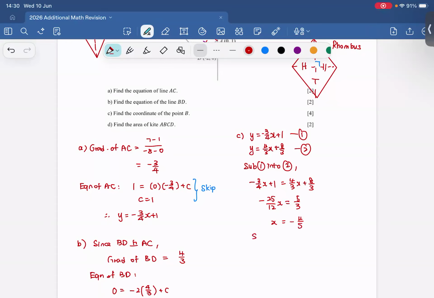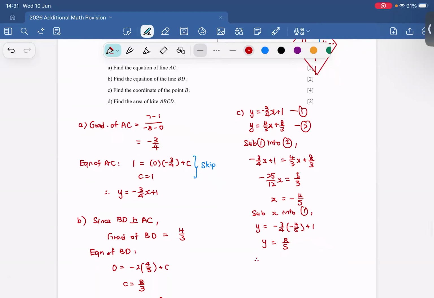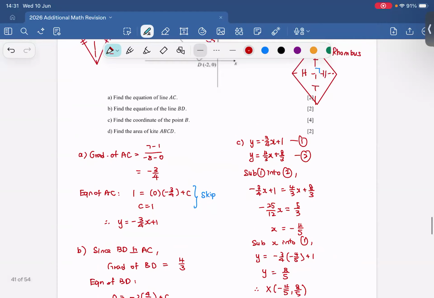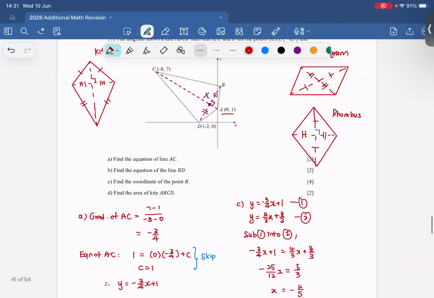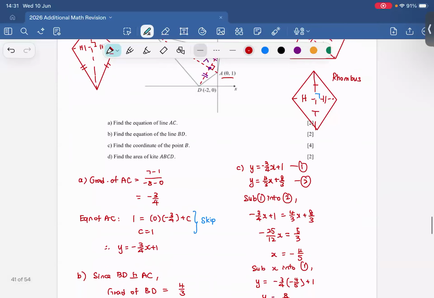Okay, then sub x into equation 1 or equation 2 doesn't make any difference. 3/5 plus 1, 8/5. So we know that point X has the coordinate negative 4/5, 8/5. Do check from the diagram, see whether it makes sense or not. Okay, so x is negative, then y is positive. Okay, makes sense.